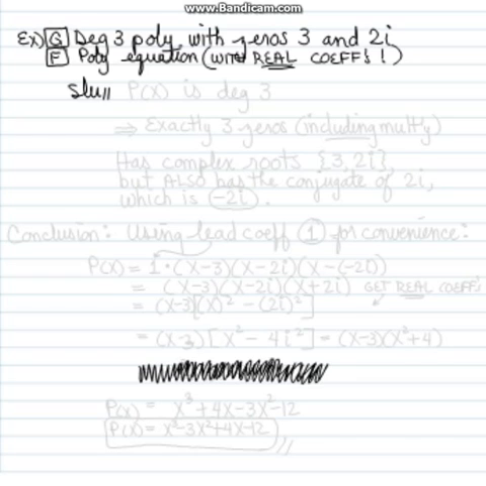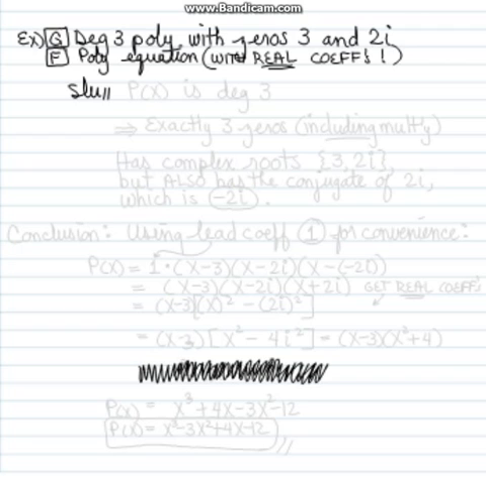Okay, here's a cool problem. Given a third degree polynomial with zeros 3 and 2i, find the polynomial equation that represents this polynomial, the polynomial equation with real coefficients. So they don't want our answer to have any i's in it. They want us to get rid of all the i's and all the parentheses at that.